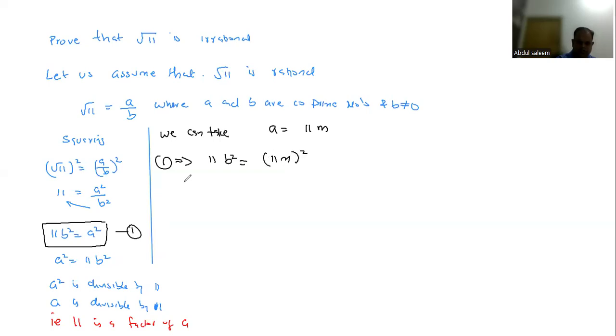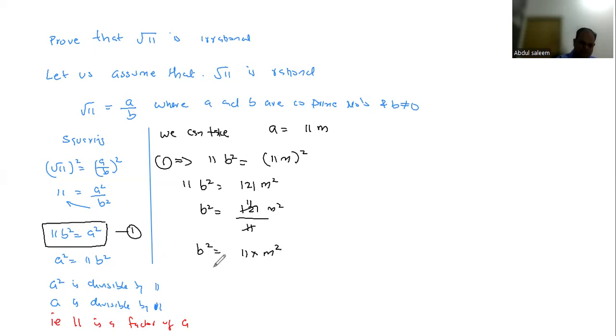Clear, right? That is 11 b square equal to 121, 11 into 11, 121 m square. That is b square equal to 121 m square divided by 11. The multiplied 11 becomes division, so it is cancelled. It is 11. That is b square equal to 11 into m square. Clear, right? B square is 11 into one number.